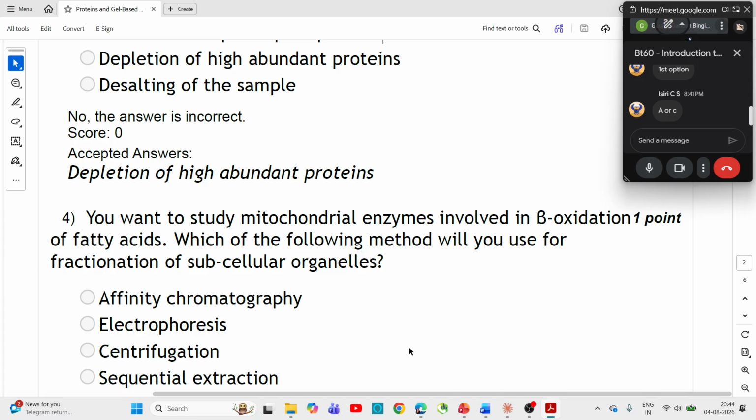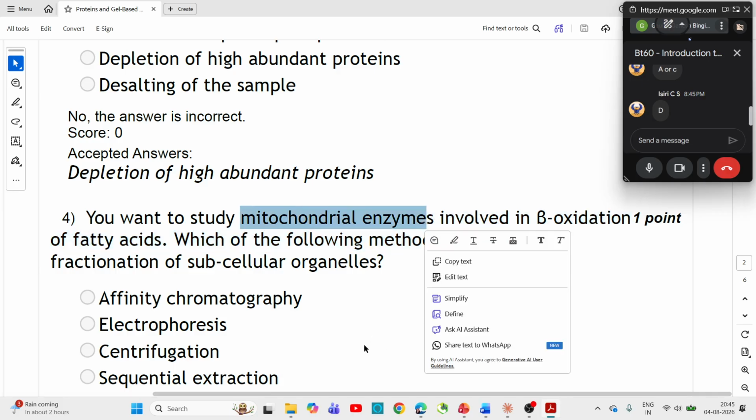So you want to study a mitochondrial enzyme which is involved in beta oxidation. Which method will you use for fractionation of subcellular organelles? Not sequential extraction. Sequential extraction deals with protein, no matter in which organelle that specific protein is. But you are dealing with cellular organelles, and you want the mitochondrial enzyme only.